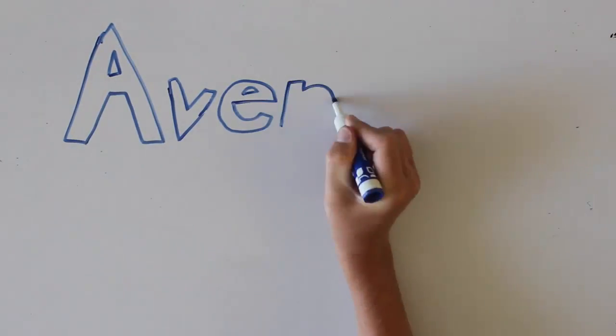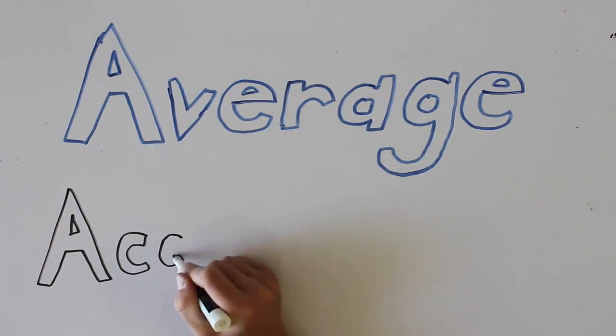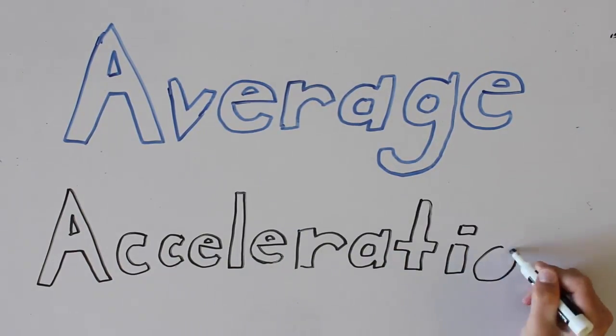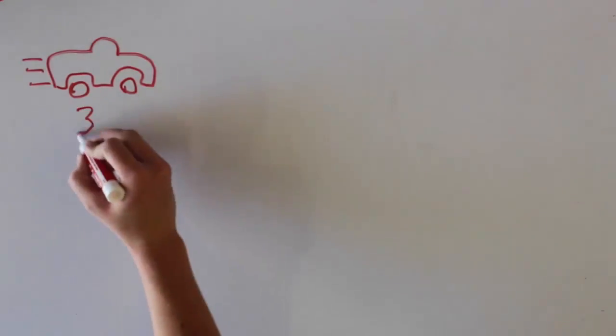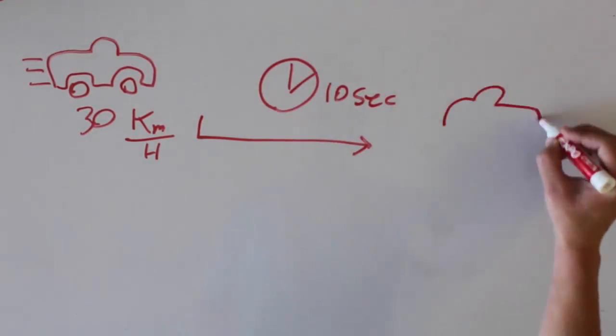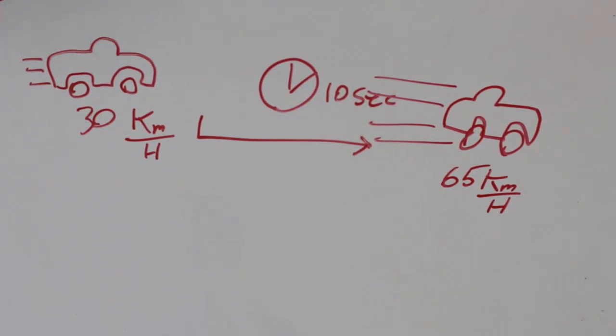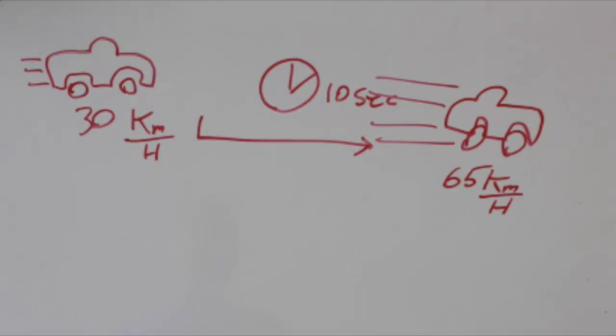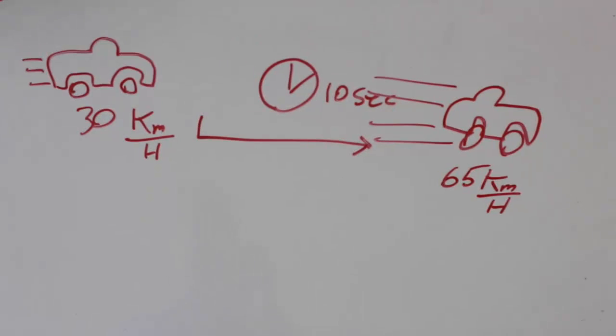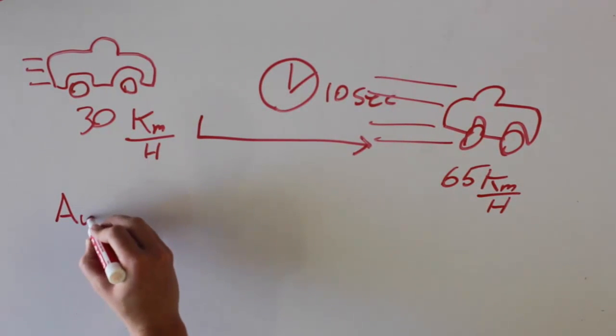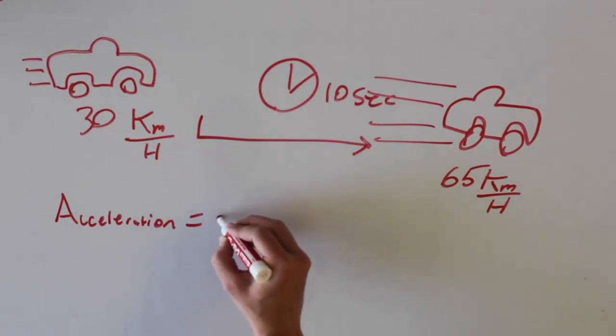In this video, we will be talking about average acceleration and how to use it in equations of motion. Bill enters the freeway and speeds up from 30 kilometers per hour to 65 kilometers per hour in 10 seconds. How quickly on average did he speed up? That question is essentially asking what his average acceleration was during that time.